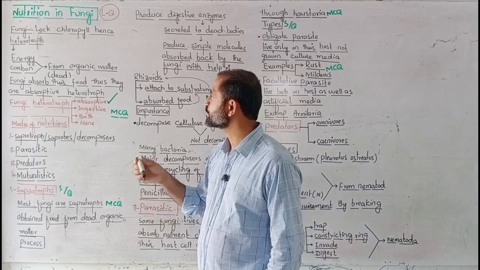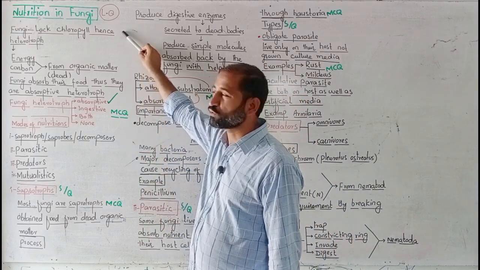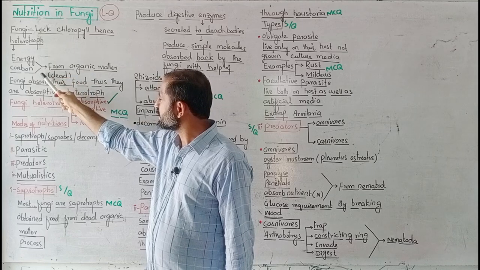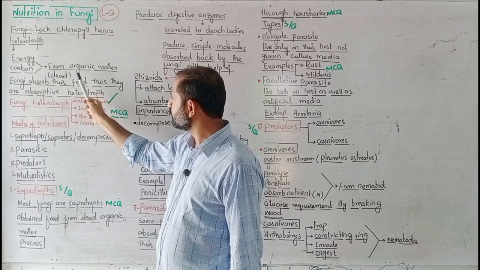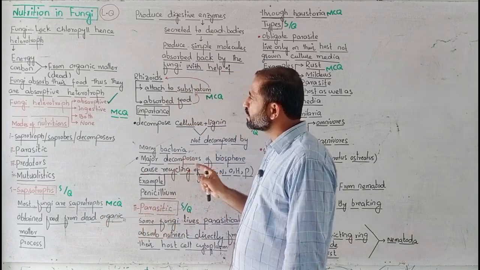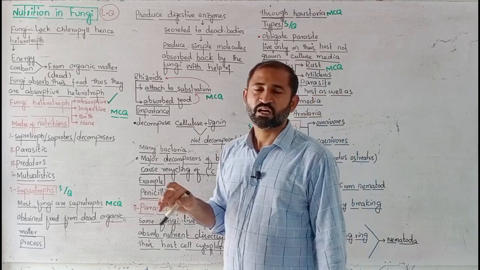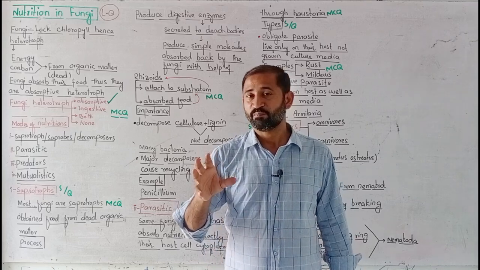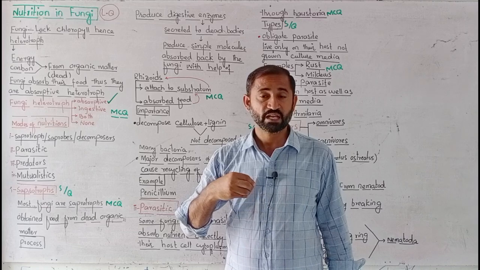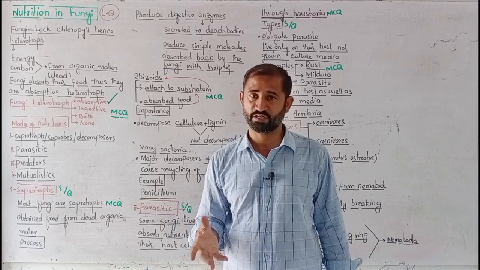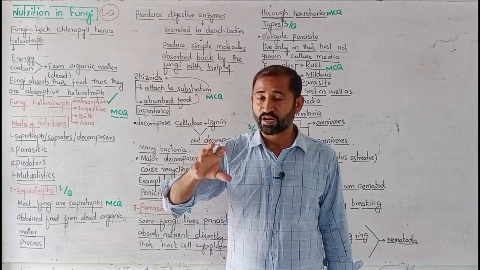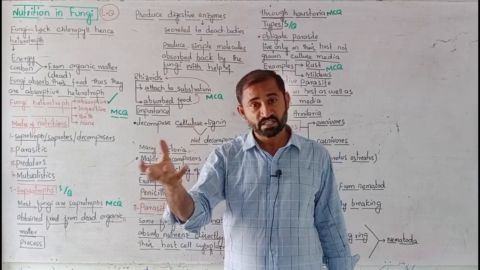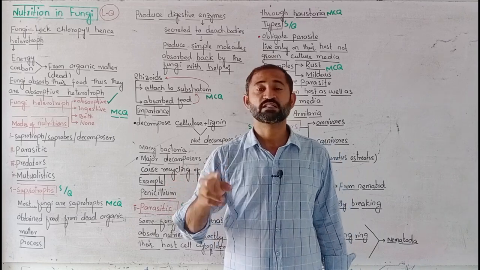So first is the introduction. Fungi lack chlorophyll, meaning there is no chlorophyll in fungi, hence they are heterotrophs. Number two, they get energy and carbon from organic matter, and the organic matter is dead. Energy comes from breaking the dead organic compounds of plants and animals. Sometimes they obtain compounds and then break them in their cytoplasm to obtain energy, and sometimes they directly break the compounds present in the environment and get energy directly from them. Keep in mind that there are two ways.